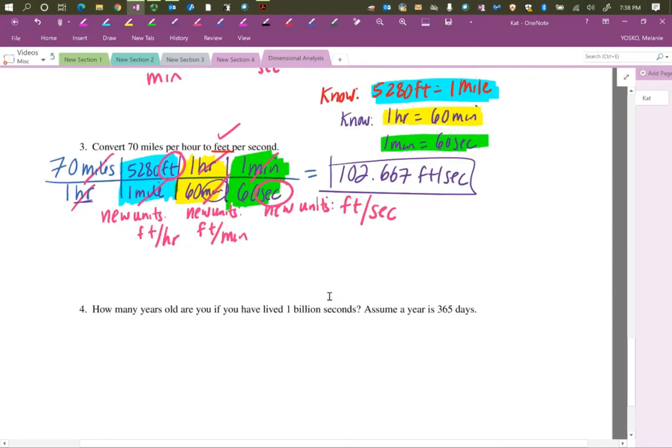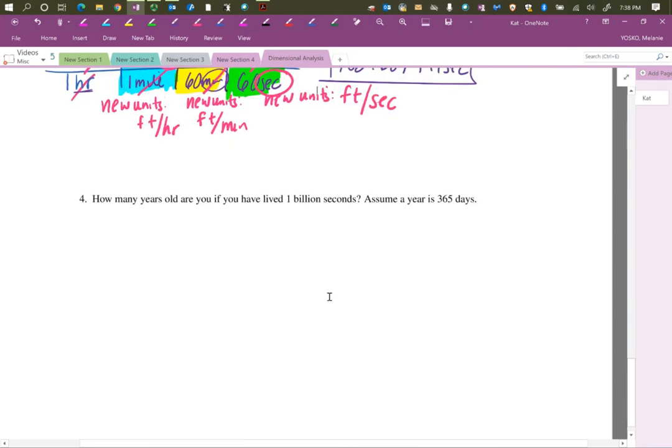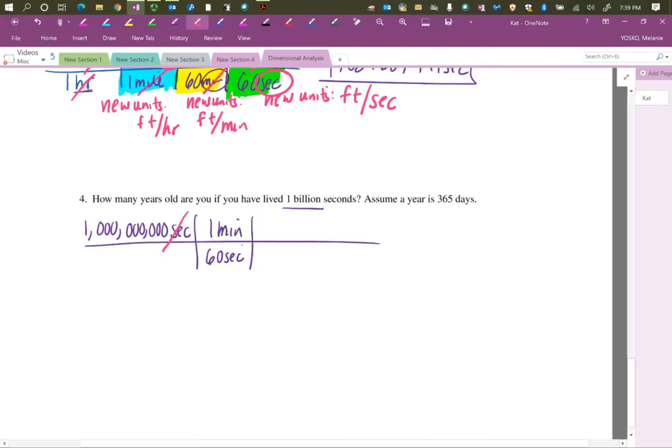Let's do another one. How many years old are you if you've lived 1 billion seconds? So 1 billion. Should be 9 zeros. So 1 billion seconds. We're going to do our same conversions. So we're going to say that 60 seconds is equivalent to 1 minute. So seconds will cancel, seconds will cancel. At this step right here, the new units are in minutes.